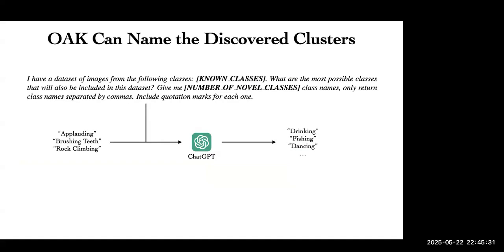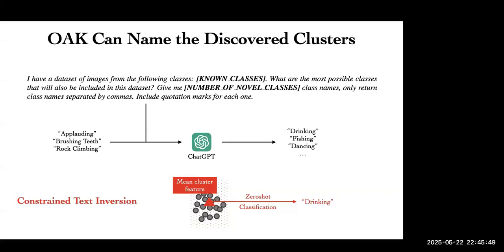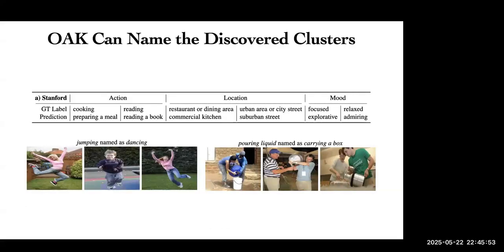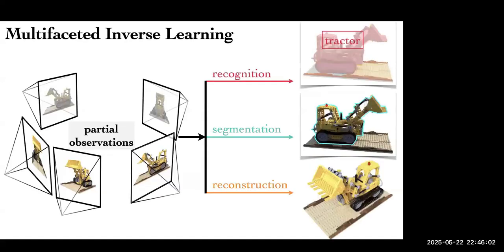So we can discover clusters, but can you name them? This is one way of doing that. We consult ChatGPT, you have this vocabulary, what are other vocabulary? Then given the visual feature, you figure out the mean of the cluster, you do a constrained text inversion, and you find the proper word. This shows some examples. We can also name the clusters. Ground truth reading becomes reading a book, which isn't too bad. Cooking becomes preparing a meal, all reasonable.